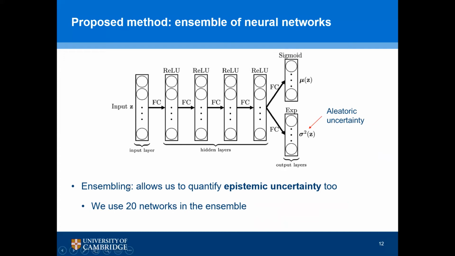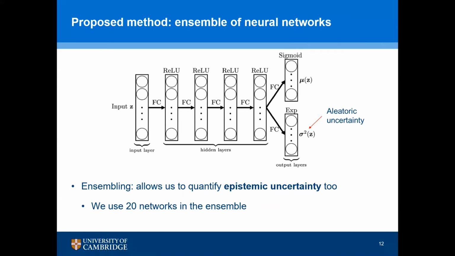Additionally, we also use neural network ensembling, where we use 20 neural networks, and we use these to quantify the epistemic uncertainty in the predictions as well. The epistemic uncertainty is also known as the model error.